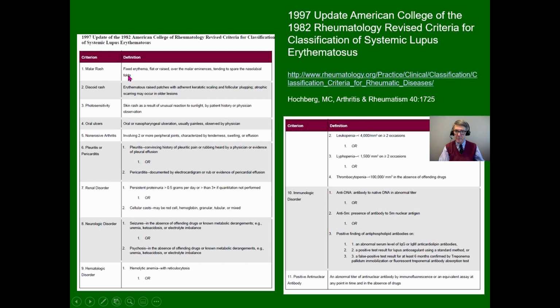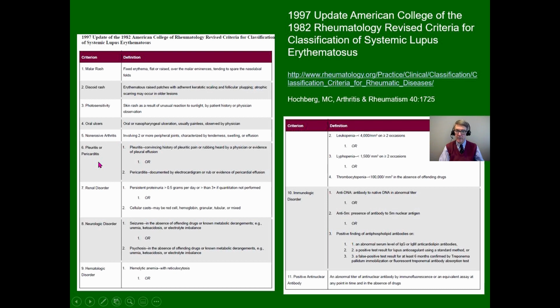So the first, of course, is malar rash. We talked about what that looks like, how it is on the cheeks and spares the nasolabial fold, or a discoid rash, and we talked about how that can cause scarring, or photosensitivity, and again, that's a rash that occurs as a result of exposure to sunlight. We talked about the painless oral ulcers that can occur. We talked about the inflammatory arthritis that can look like rheumatoid, but it is not erosive.